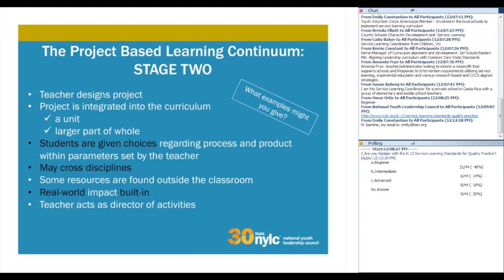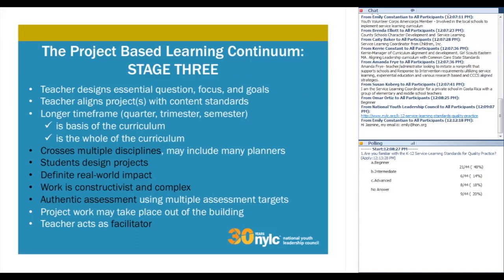When you look at stage three, the big changes happen, as you can see, that now you may have multiple disciplines, but in this case, you absolutely will cross disciplines. And although it's not in black, you'll see it could include many planners. And this is maybe one of the challenges that you're thinking about. We'll talk a little bit more about challenges later, but you need to plan with other grade levels and other subject area teachers in order to plan across multiple disciplines.